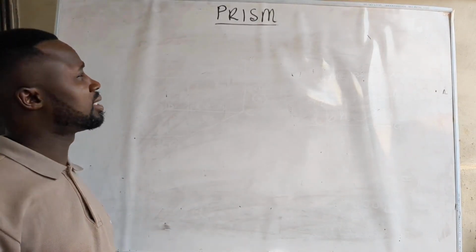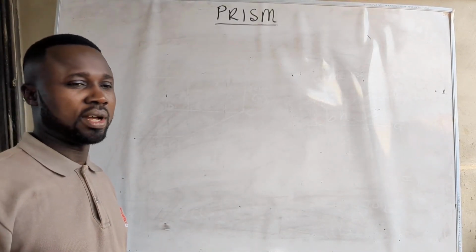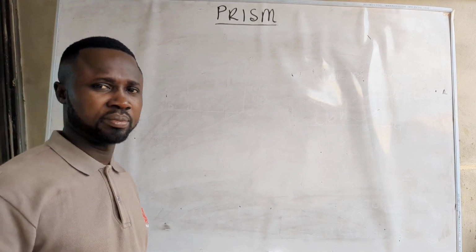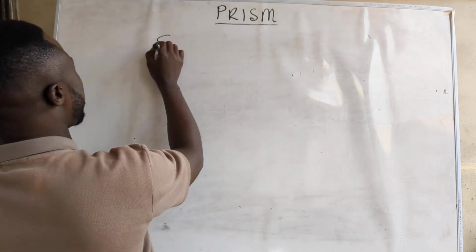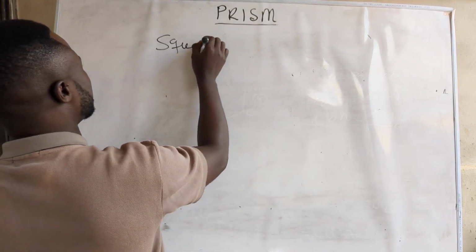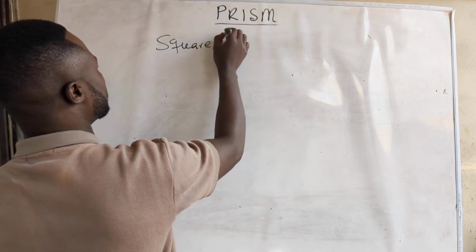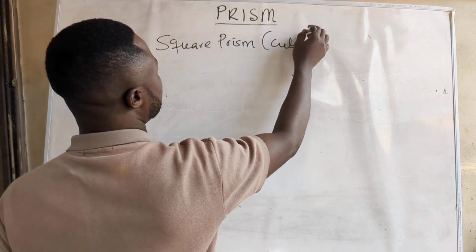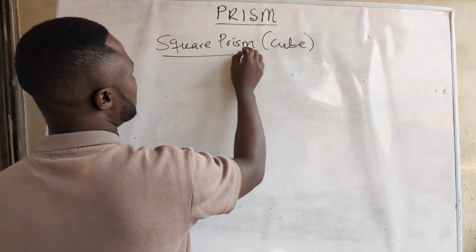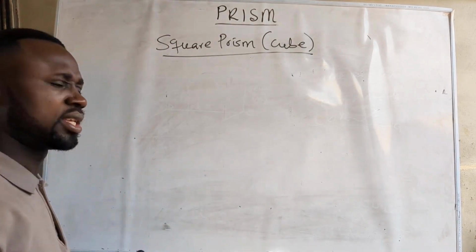Welcome once again. We are still on our lesson on prism. The next prism we are looking at is square prism. Square prism, which is the same as cube. Square prism is cube.